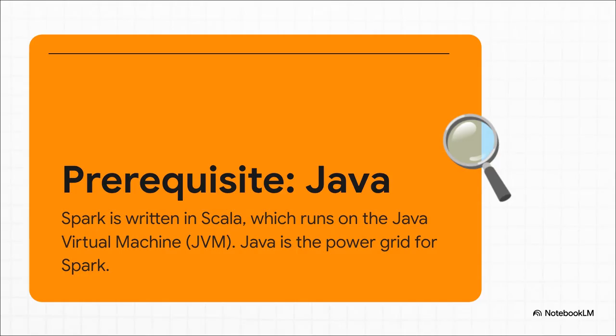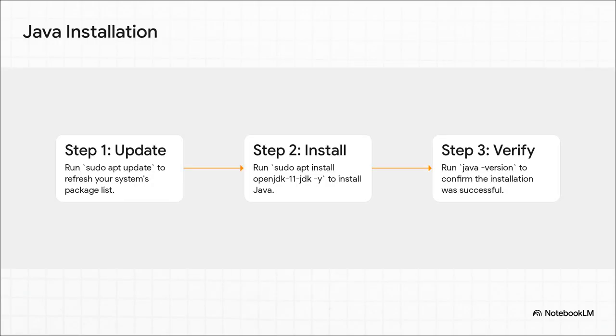So you might be asking, why Java? And that's a great question. See, Spark itself is built with a language called Scala, and Scala runs on the Java Virtual Machine, or JVM. The easiest way to think about it is this. The JVM is the power grid. Spark is the high-tech appliance. Without that power grid, Spark just can't turn on. It's an absolute must-have first step. So let's get that power grid online.